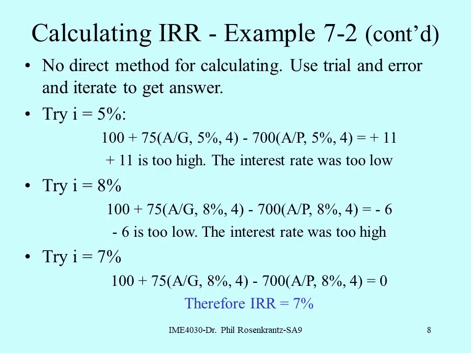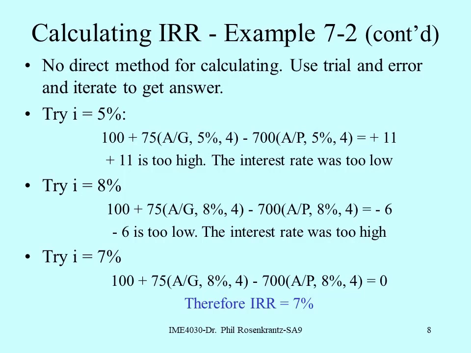Well, let's try a higher one. Let's try 8%. If we plug in the numbers, we get minus 6. Well, that was too high. We crossed over 0 somewhere between the 5% and the 8%, so it's somewhere in between. Well, let's try 7%. And if we plug in the factors from the table, we get a result of 0. Therefore, the internal rate of return is 7%. And we were lucky here. It happened to hit exactly on one of our table values, but it was a contrived example, but you get the feel for what this trial and error method is like.